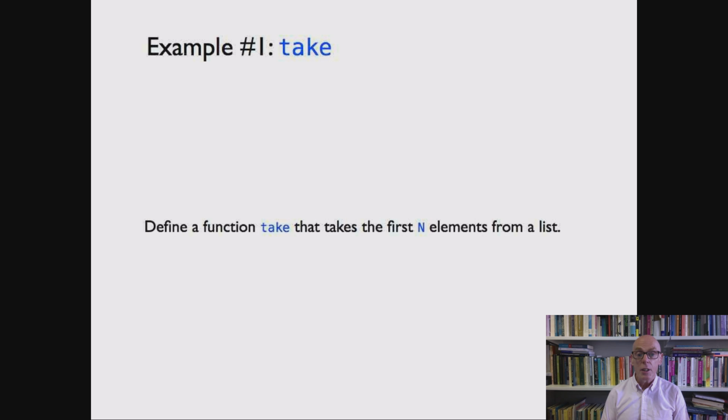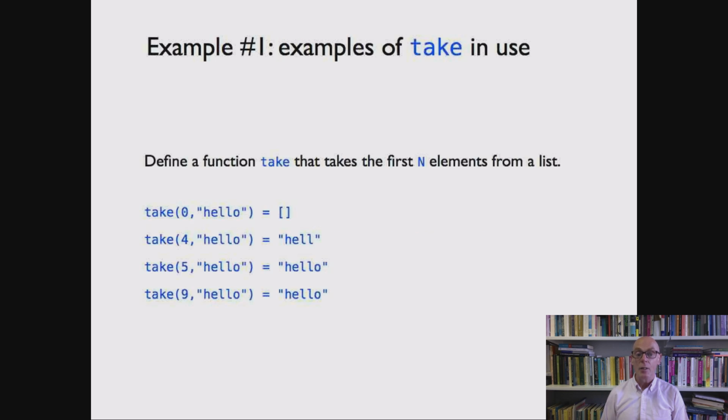Okay, so let's get started. So the first function I want to look at is called the take function. It takes the first n elements from a list, so it takes two arguments, a number, an integer, and a list of elements, and what we get back is a list of elements, the first n of the list.